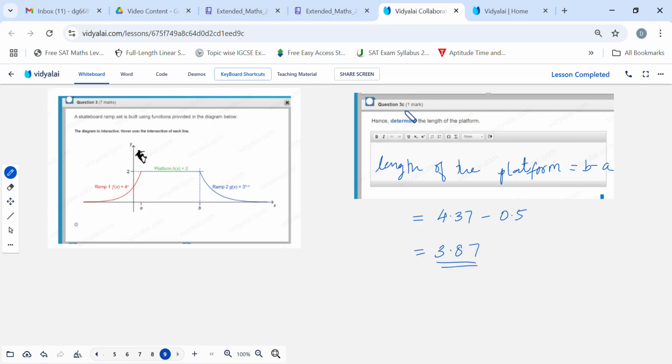Now C part is to determine the length of the platform. The length of the platform is nothing but b minus a. So we already know the value of b is 4.37, minus the value of a, which is 0.5. After subtracting, we'll get the length of the platform as 3.87.